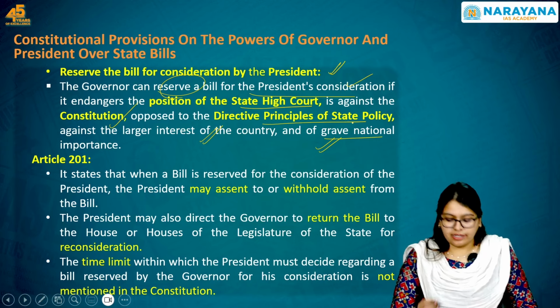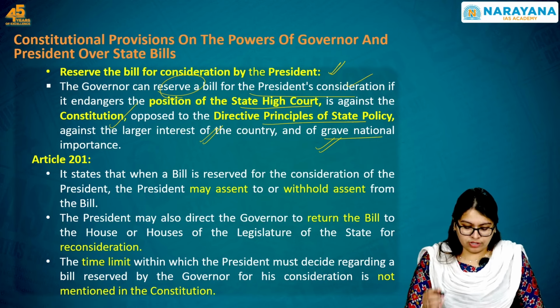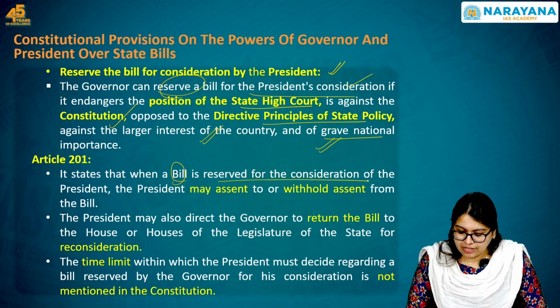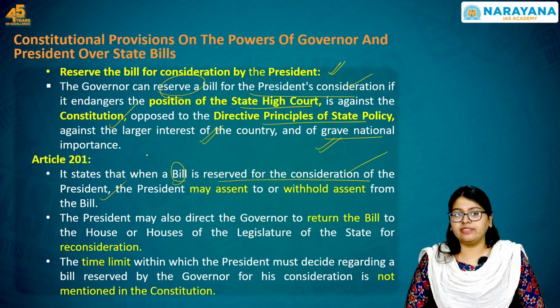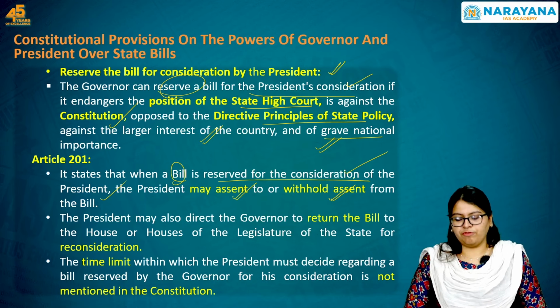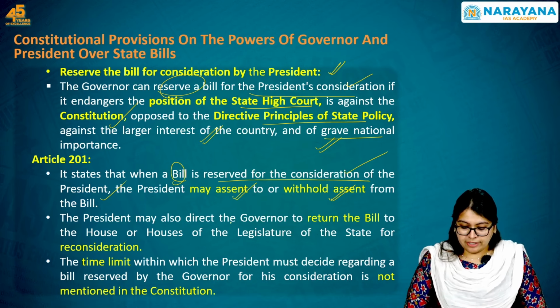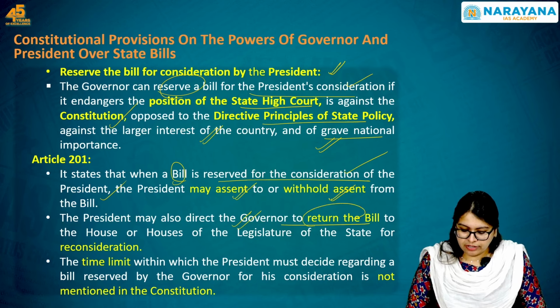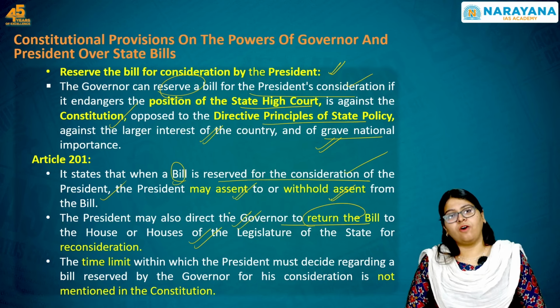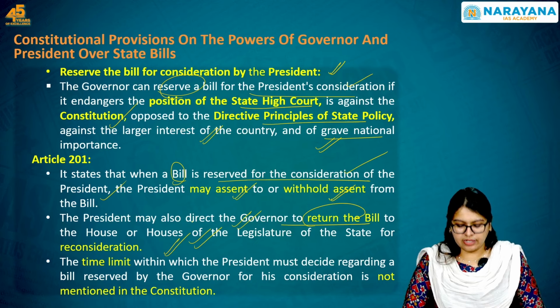Similarly, Article 201 of the Constitution states that when a bill is reserved for the consideration of the president, the president may give assent to the bill or withhold assent from the bill. Also, the president may direct the governor to return the bill to the house or houses of the state legislature for reconsideration.